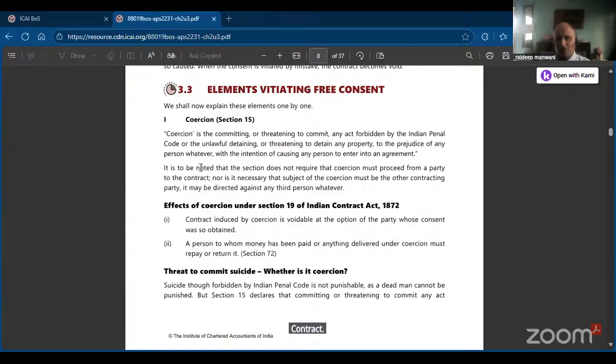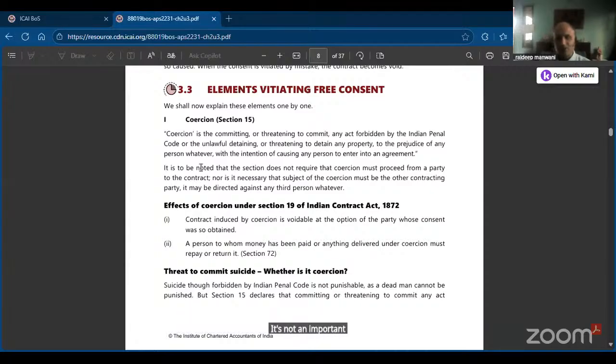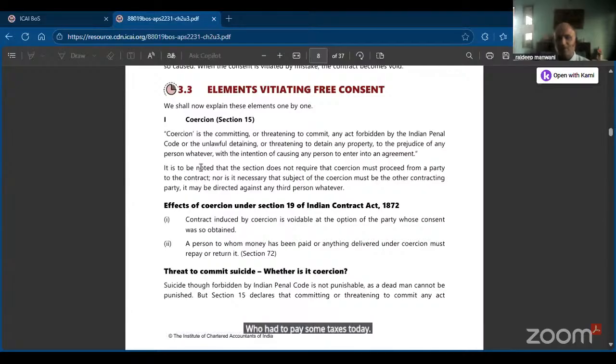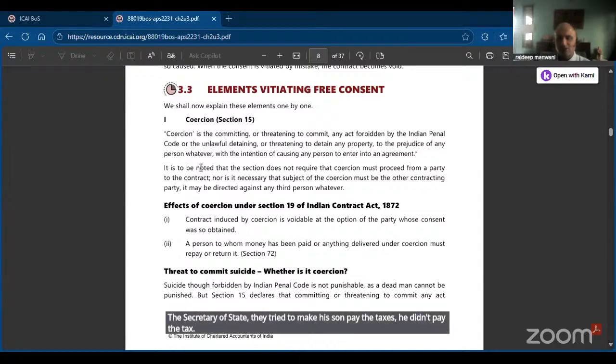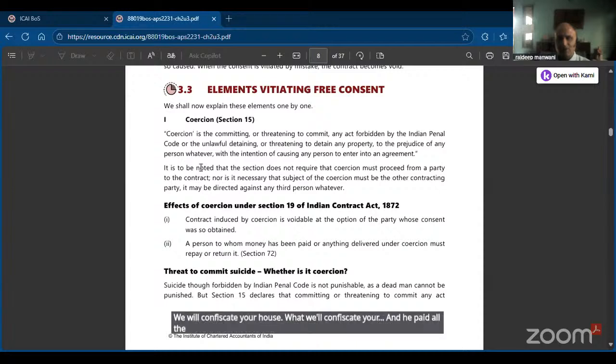There's a case here. I don't know whether to do it or not. I'll do the case. It's not an important case like the first two cases. It's called Hansraj versus Secretary of State. Hansraj had a son who had to pay some taxes to the government. The Secretary of State tried to make his son pay the taxes. He didn't pay the tax. So the Secretary of State went to Hansraj and said, if you don't pay the taxes on behalf of your son, we will confiscate your house. And he paid off the taxes on behalf of his son.